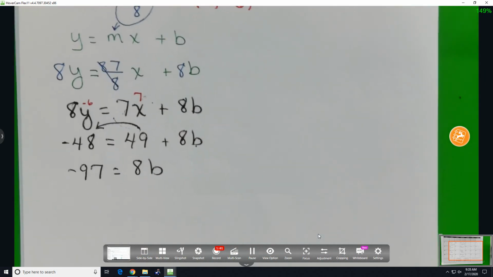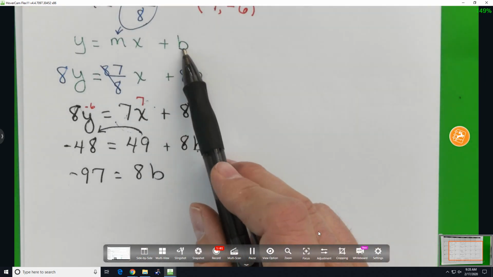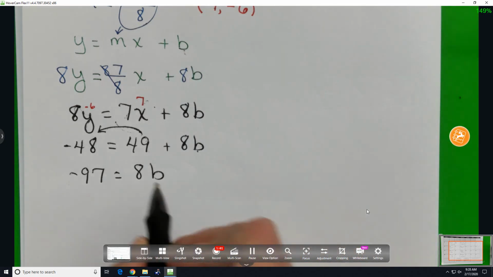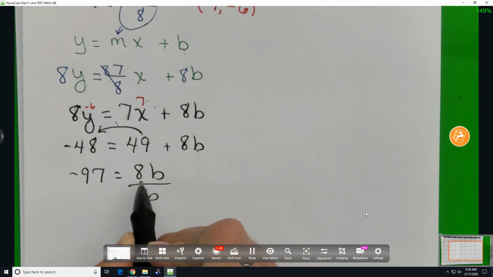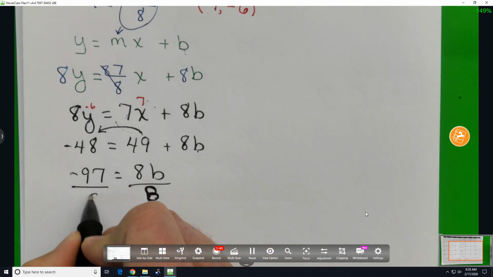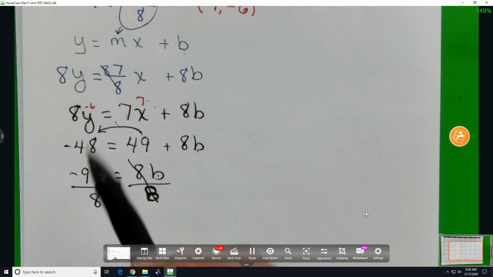Move it up. I want to know the number for b. So what do I still need to do to get b? Divide by 8. Excuse me. You said the right thing. Divide by 8, and I wrote a b there. Sorry about that. Divide by 8. So b is a negative 97 over 8.